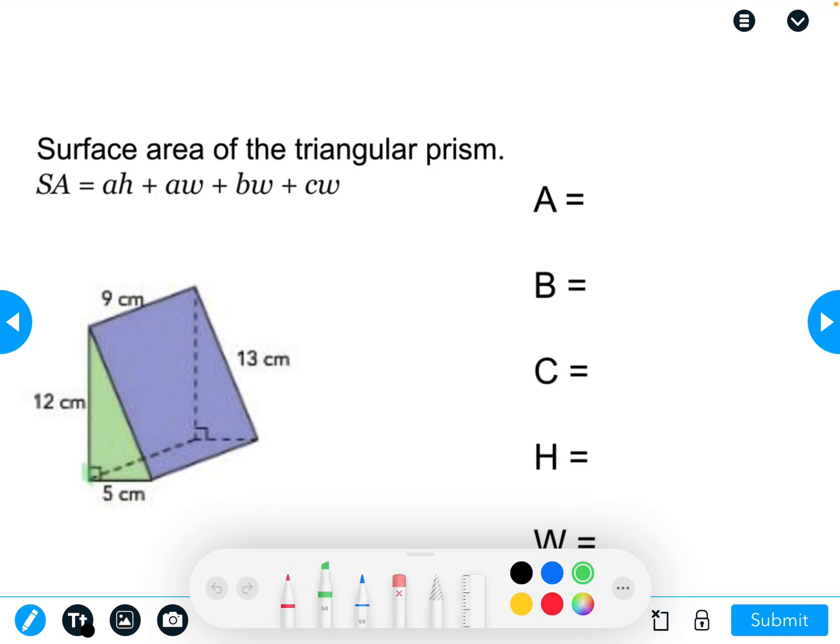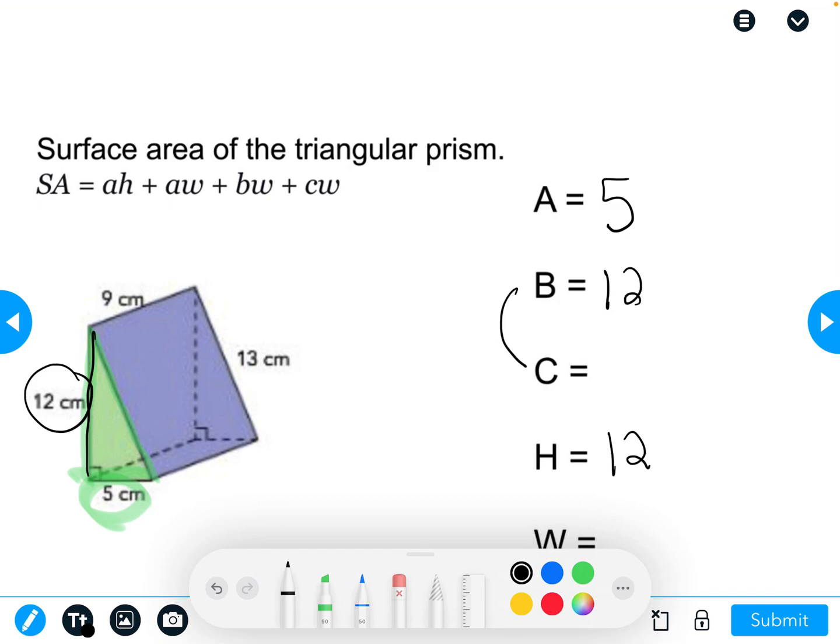Take a look at this triangle. I'm going to highlight it in green. The base of the triangle is here at 5. The height of the triangle, I'm going to go right to that, is 12. But that's also a side of the triangle. So I could put that as B or C. These 2 are interchangeable. The other side of the triangle is right here, which happens to be 13. For the width, we're looking again for the distance between the 2 triangles, and we can see that it's 9. And then we would plug it in our formula.